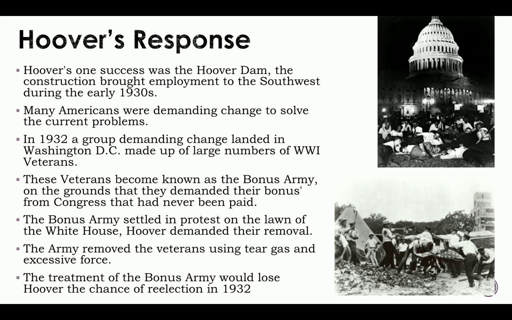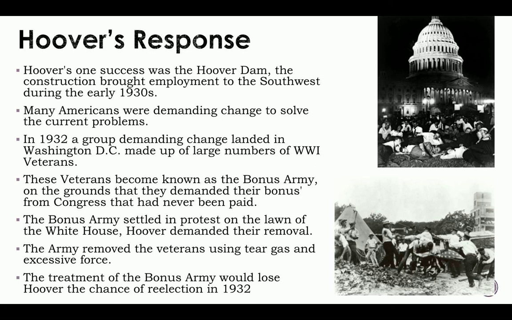Hoover's best response was the Hoover Dam. And the reason it was a good response was because it brings construction jobs to the Southwest where unemployment was high, just like the rest of the country. And by giving people jobs, you put money in their hands, and when you do that, people start to spend, and that's how we're going to get out of here. But it doesn't give enough jobs. He doesn't do it across the country. So while it was helpful one time, he doesn't take that idea and run with it. We won't see that until we talk about the next president.